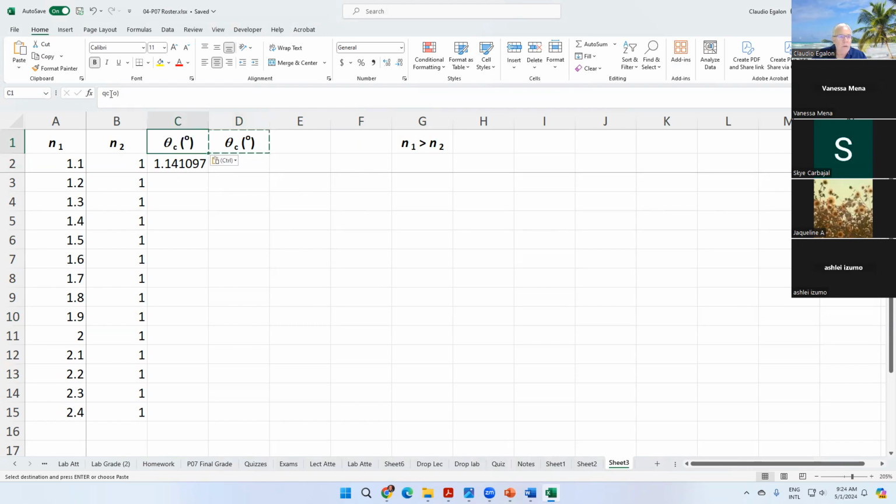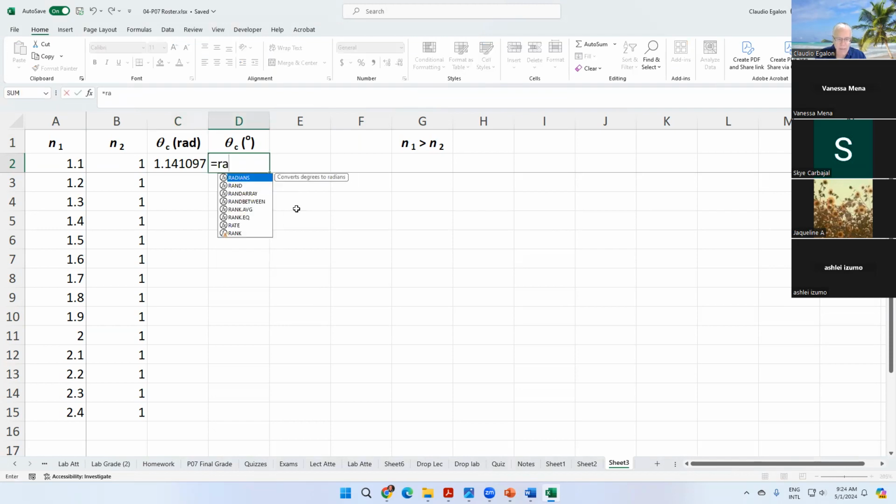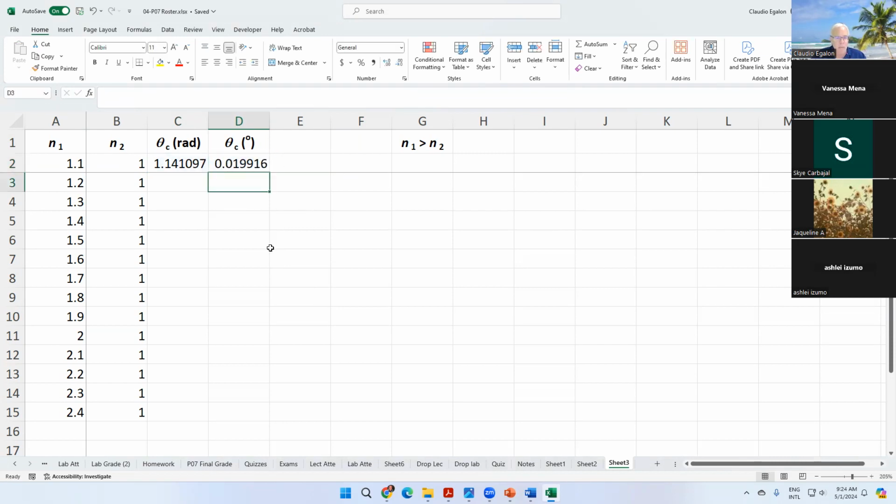This one is not degrees, it's radians. Okay. And now we can convert that to radians. We have a function, right? A radians function here in Excel. Very small critical angle. Something wrong here. Let's see what's going on. Yeah, there's something wrong here. Let's take a look at the equation.